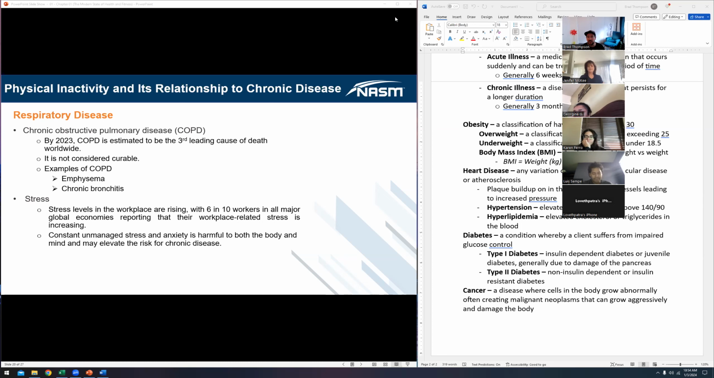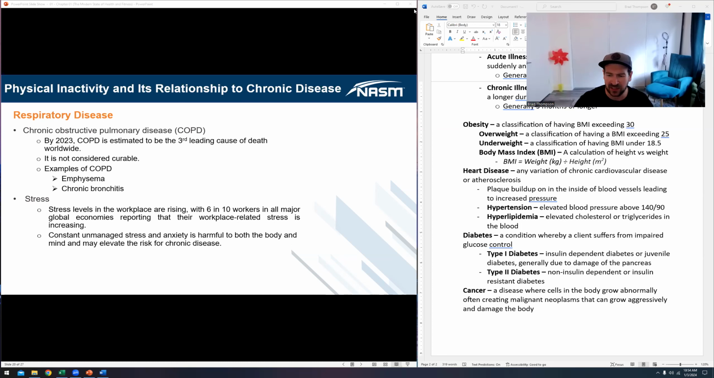Next one we got is respiratory disease. Lots of varieties of this as well. The biggest one we're going to see is COPD. But this is going to be chronic. Actually, I should just put COPD in here. Chronic obstructive pulmonary disease, or COPD.